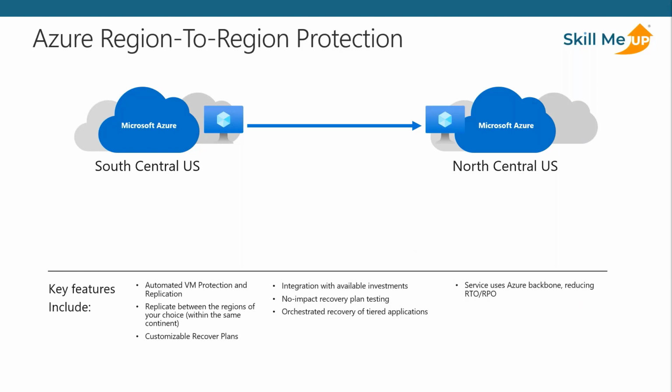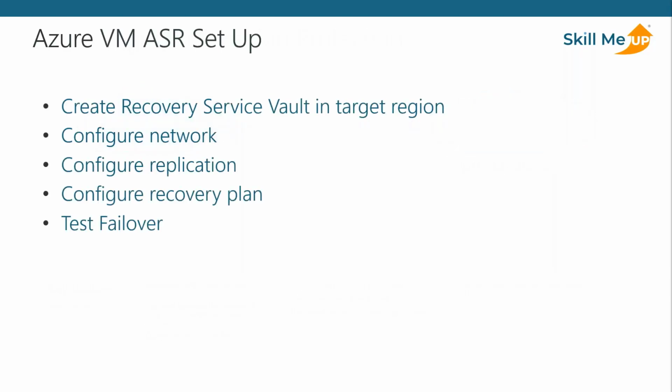So here you can see it's South Central US to North Central US, but it could be anywhere to anywhere. You can do this from Norway to Japan if you like. You can do this across any regions. So let's have a look at how this works. At a high level, to set this up, you're going to go through a few different steps, and I'll talk more about these steps in a few moments, and we'll look at a demo.